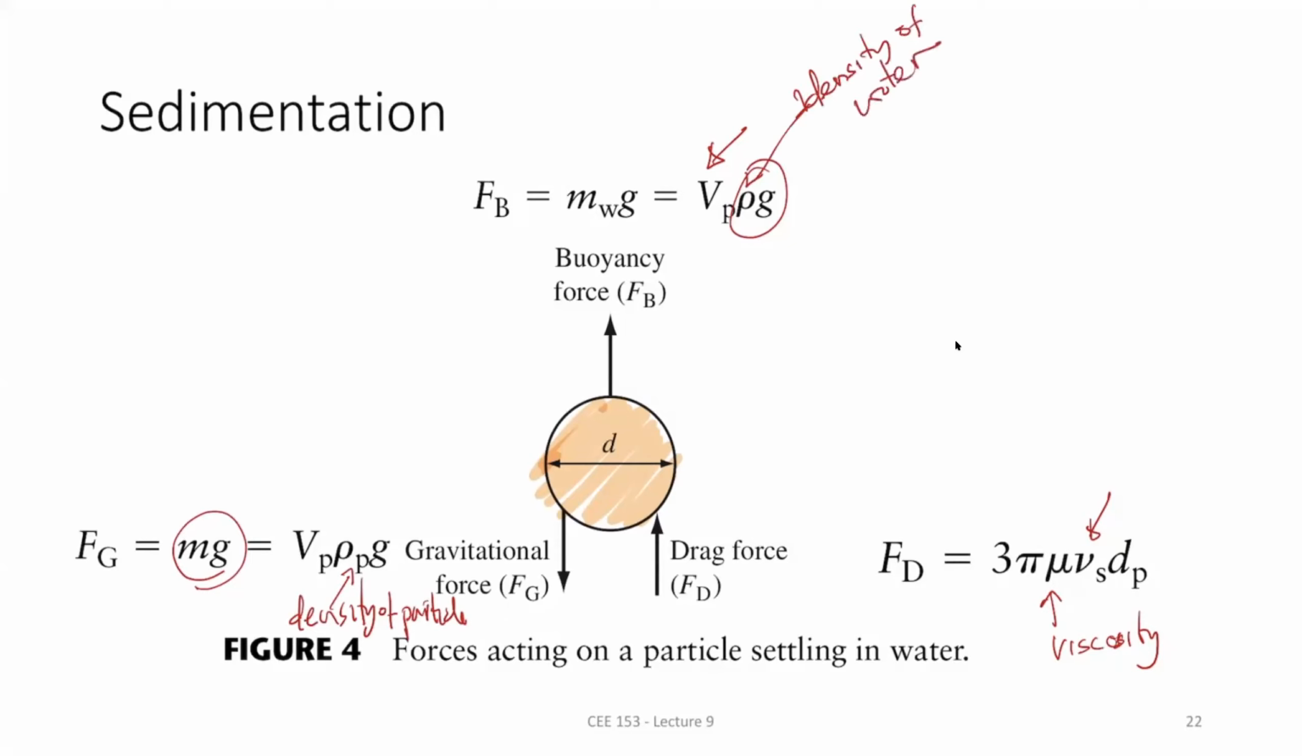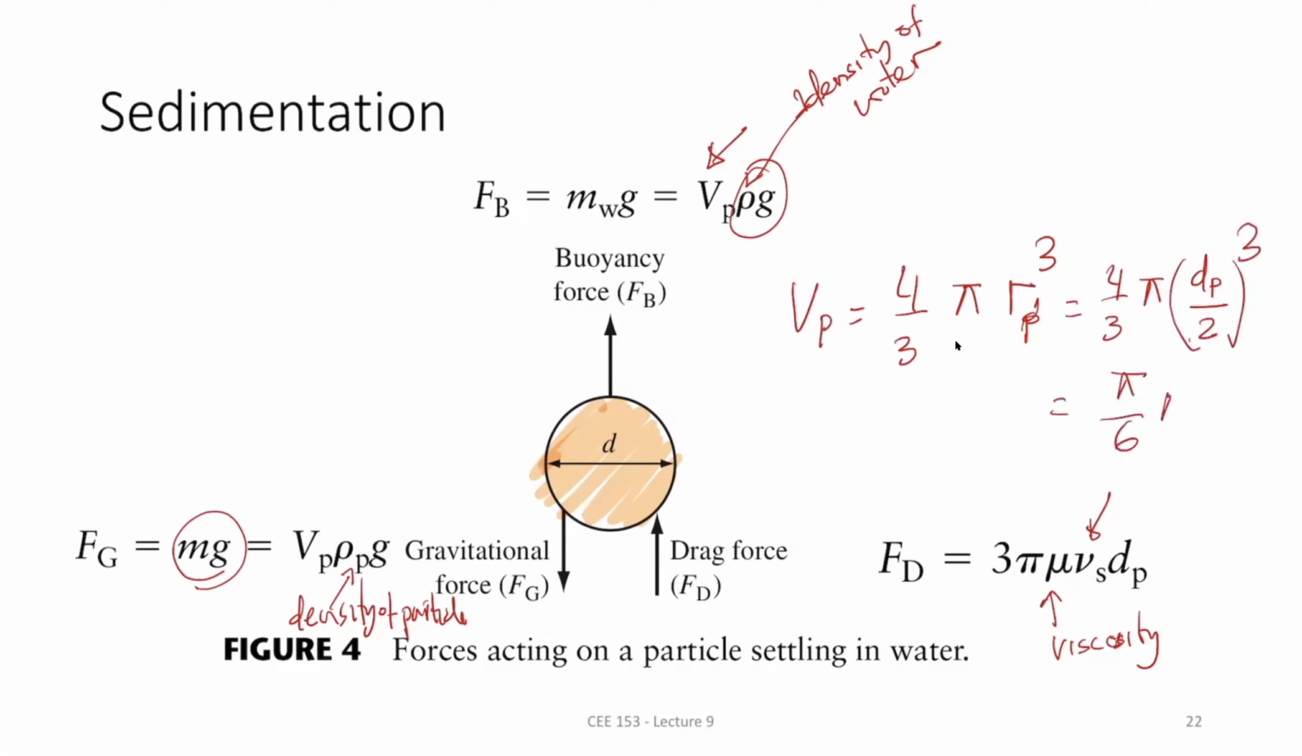And if you think of the volume of particles, that's basically 4/3 pi r cubed. If you write it in terms of the diameter, it's 4/3 pi (dp/2) cubed, so that will be pi/6 dp cubed. That's the volume of the particle.